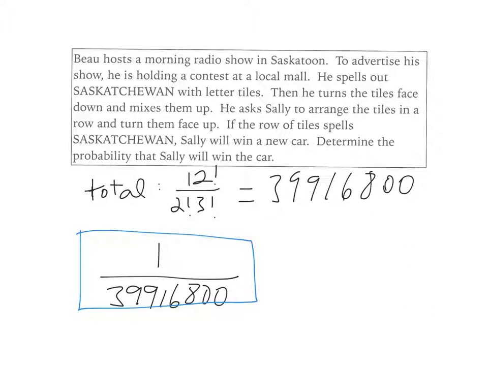Extremely low chance. So think about that when we're saying that there's almost 40 million ways to rearrange the letters of Saskatchewan, each of those ways is different. Only one of those ways is the correct way. Okay, so it's 1 out of that number, and that's the probability. You could turn it into a percent, but it would be a really low percent. So I would just leave it as a fraction.